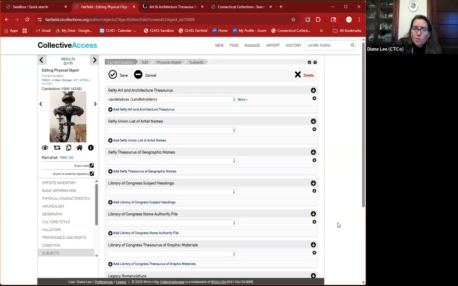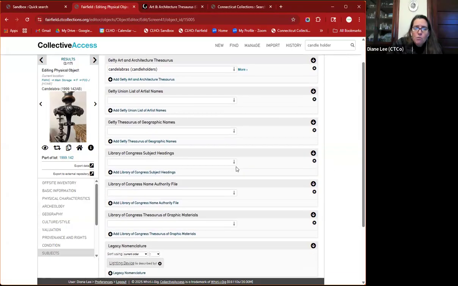Use as many or as few as you want. It's always good to have one or two in here. Like just having that candelabras thing, I'm pretty happy about that. Do I want to put Library of Congress like candle holders in there? Sure. It's going to be found one way or another, just even having that Getty part in there.